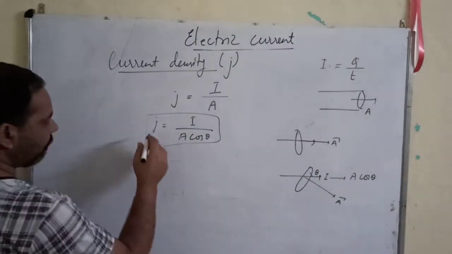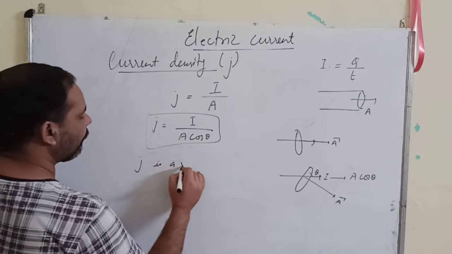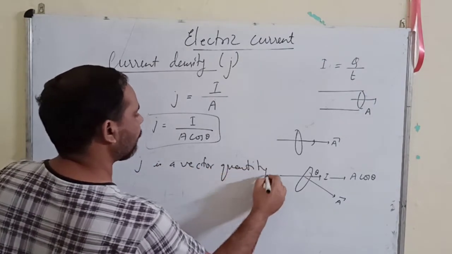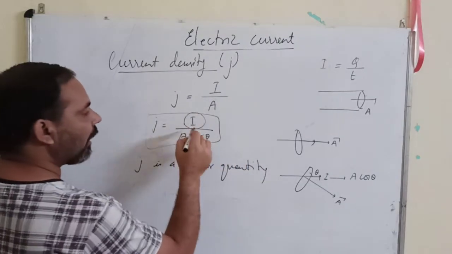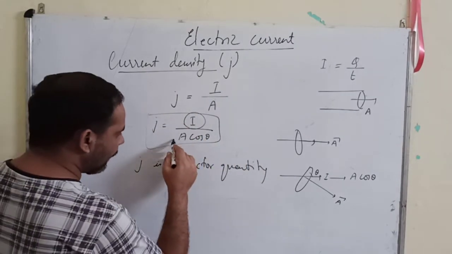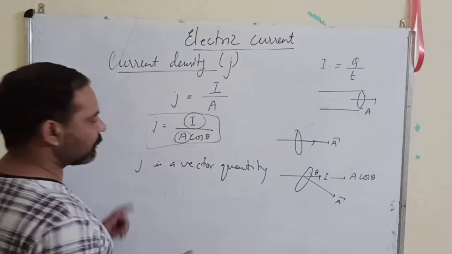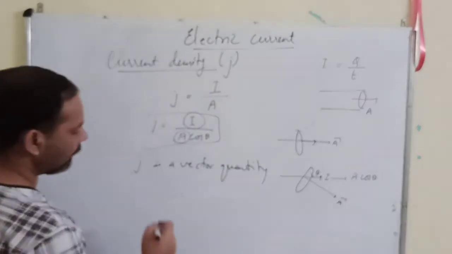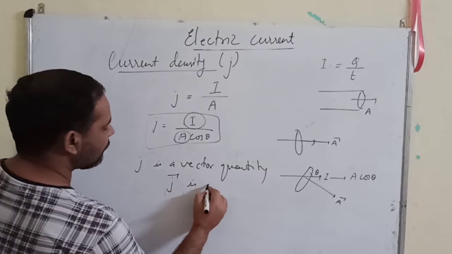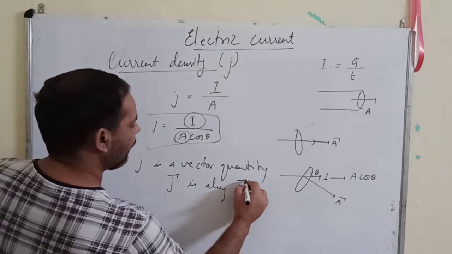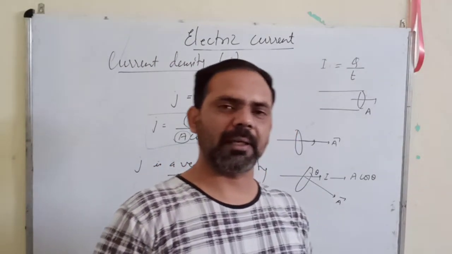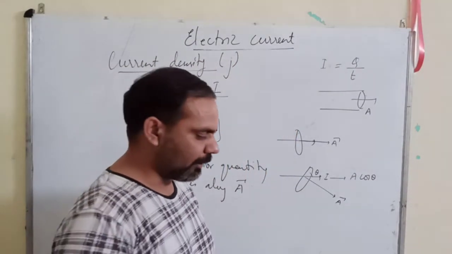Second thing is, this J is a vector quantity, simply because I is a scalar but A is a vector, and so what will be the direction of J? It will be along the direction of A. J vector is along A vector. The direction of current density is always along the direction of the area vector.